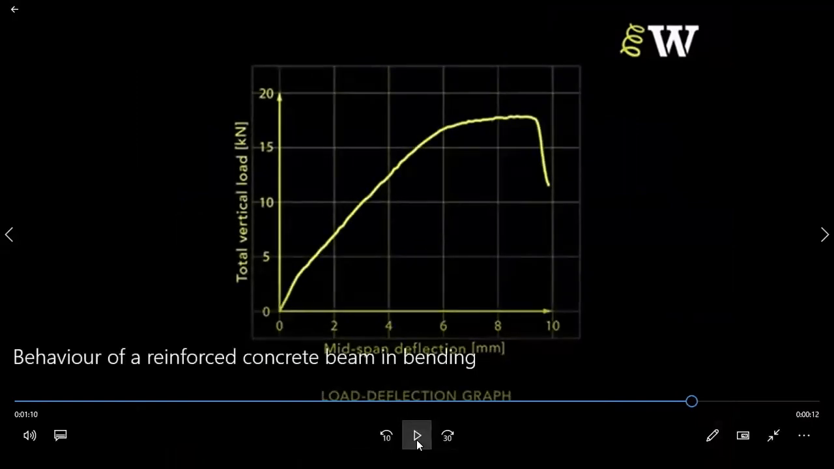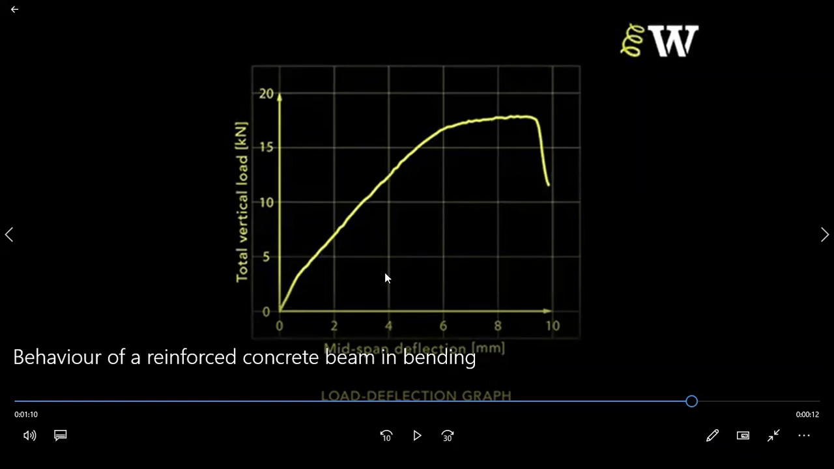And if you want to see the behavior, a graphical representation between total vertical load and beam mid-span deflection. See, the deflection curve is increasing to the point where it will have the maximum deflection, and then it is going to fail completely. Understand? So this is how you draw a graph between load versus deflection, and you can find a graph like this for a pure bending beam.